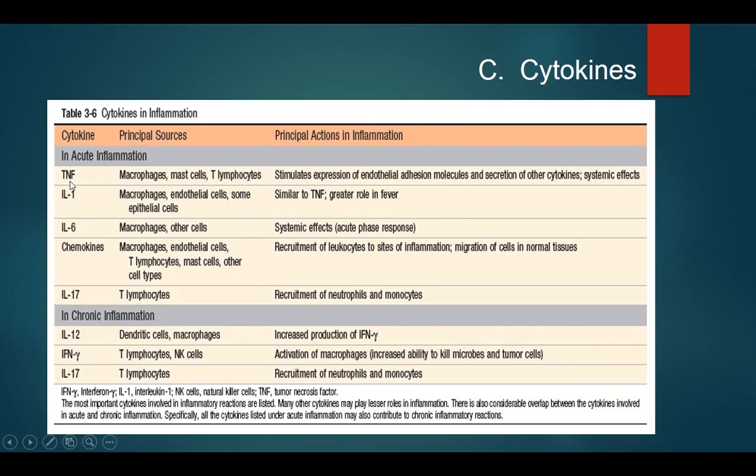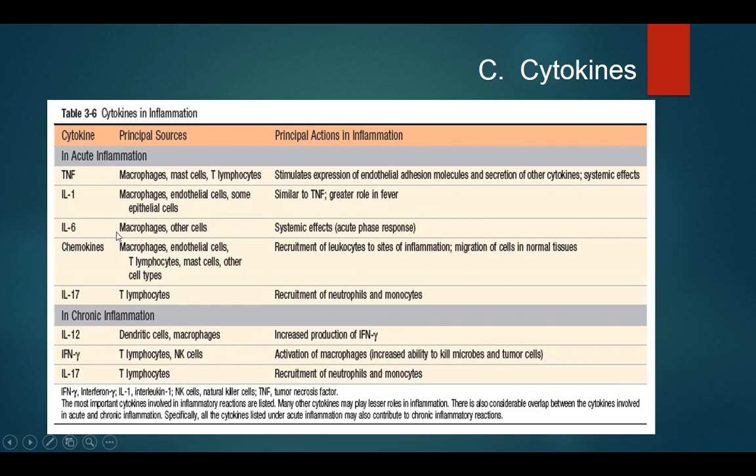Tumor necrosis factor is released by macrophages, mast cells, and T lymphocytes. It stimulates expression of endothelial adhesion molecules and secretion of other cytokines, and has systemic effects. Interleukin 1, as I told you in the beginning, is responsible for fever, and it is released by macrophages, endothelial cells, and some epithelial cells. So it is similar to TNF but has a greater role in fever.